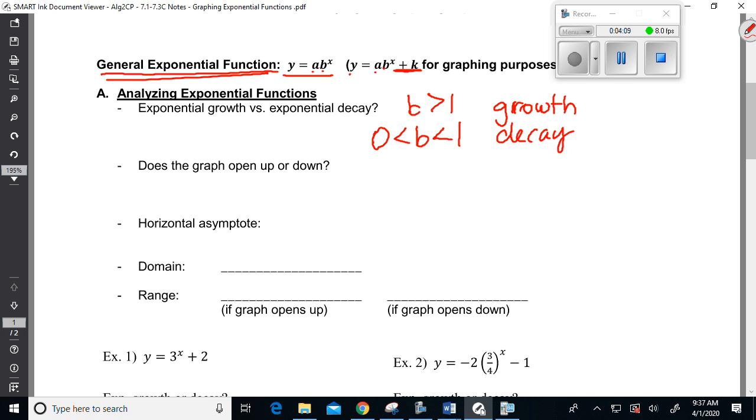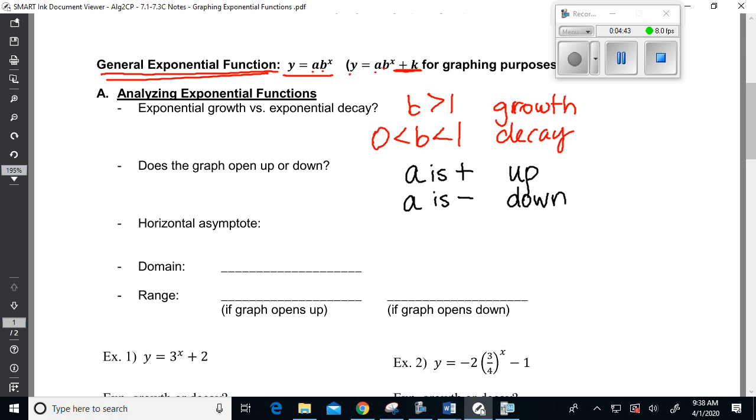Next thing, does the graph open up or down? That is based 100% off of the a value. So if a is positive, then the graph opens up. If a is negative, the graph opens down. Simple as that. a is positive, graph opens up. a is negative, graph opens down.